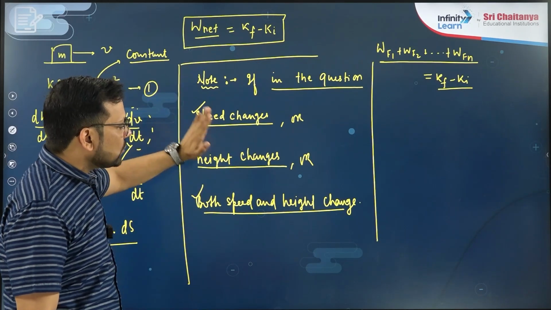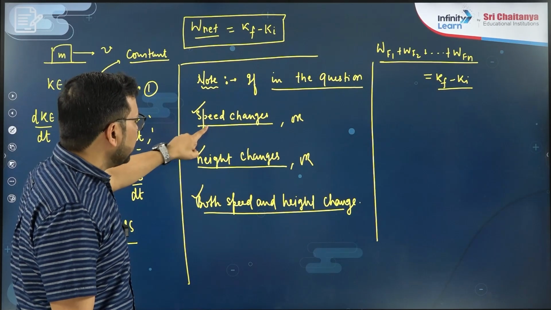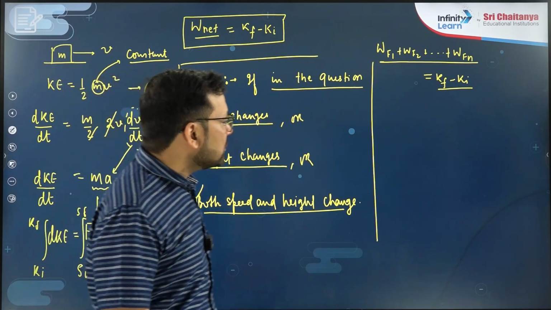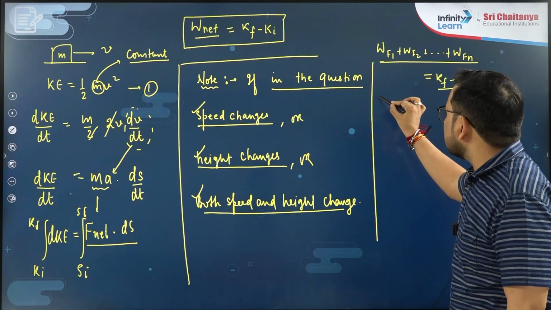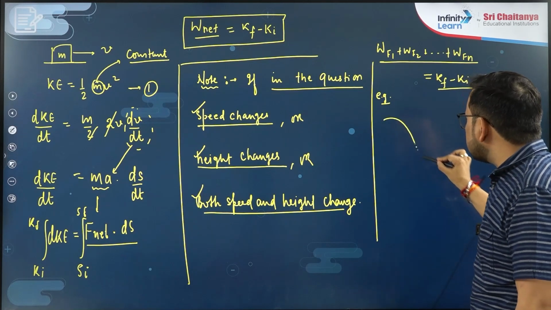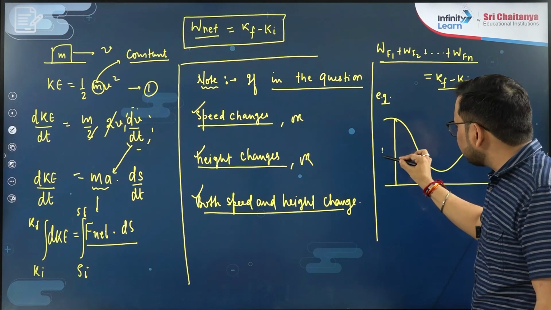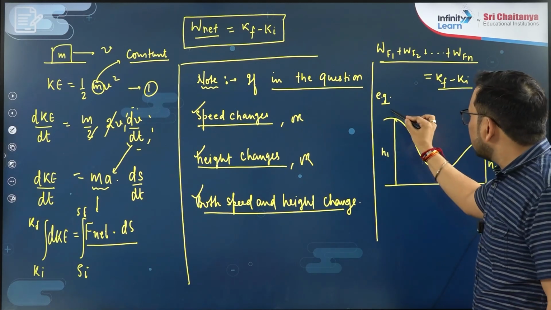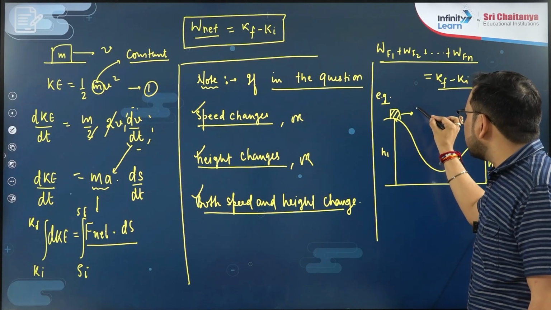What is the question solving strategy? How would I know? If in a question speed changes or height changes or both speed and height change, then I will use the work energy theorem. Just for convenience, one simple example, then we will see some problems also. Suppose this is a track. Here is one height h1 and this height is h2. Here is a ball and that ball is released with some speed, let's say u.